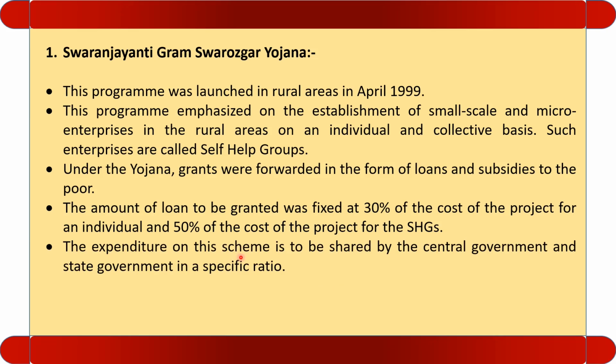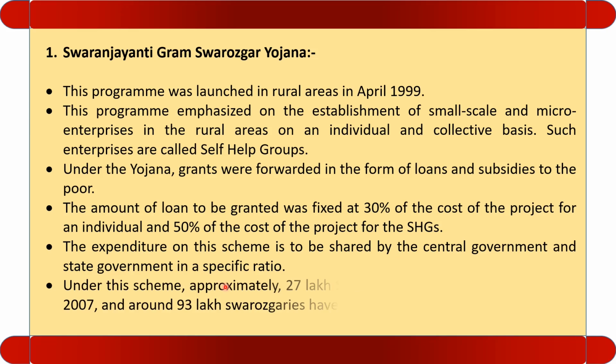The expenditure on this scheme is to be shared by the central government and state government in a specific ratio. Under this scheme, approximately 27 lakh self-help groups have been formed till December 2007 and around 93 lakh Swarojgaris have been assisted.